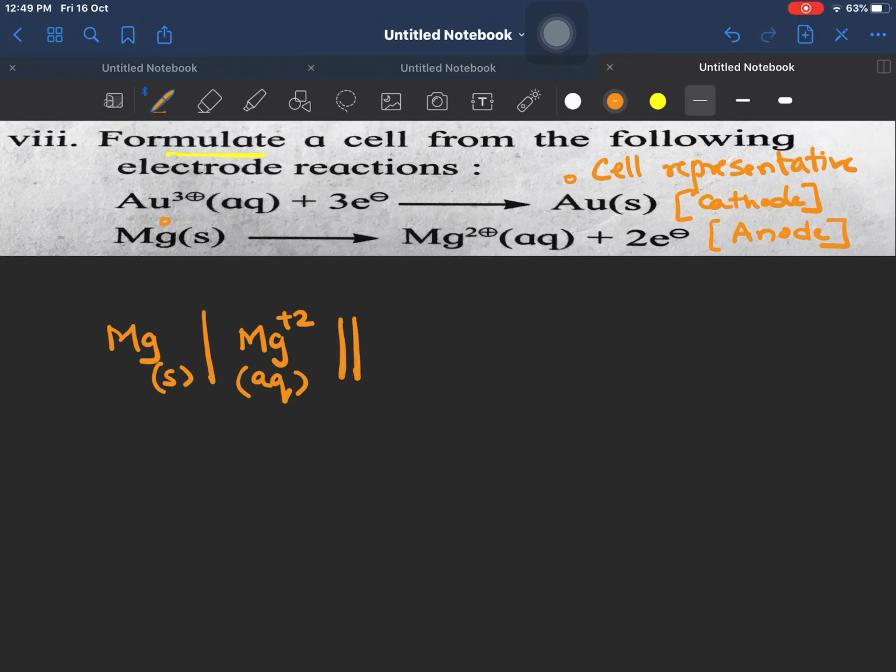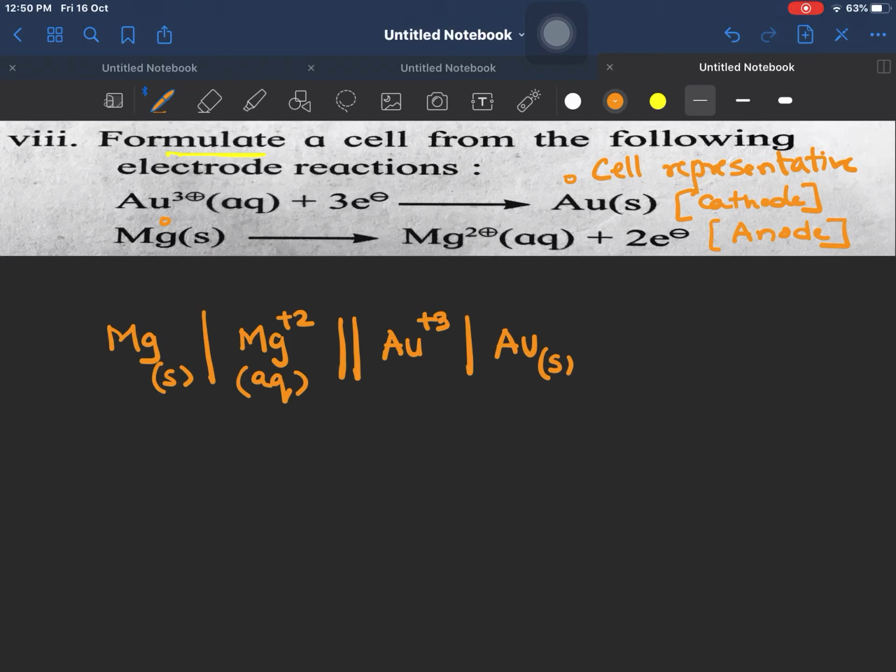Put a double line for salt bridge, and then you write the cathodic solution first. Solution means ions are there. So this is the cathodic solution. Single line, your gold solid is your cathodic electrode.